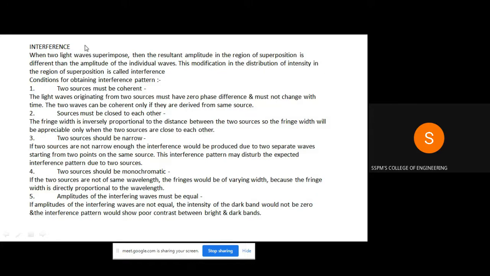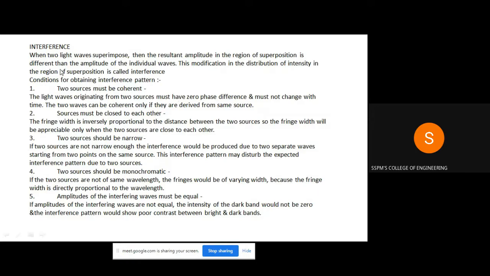Now let us see interference. Interference, in short, can be explained as light plus light is either maxima of intensity or minima of intensity, following the principle of superposition.